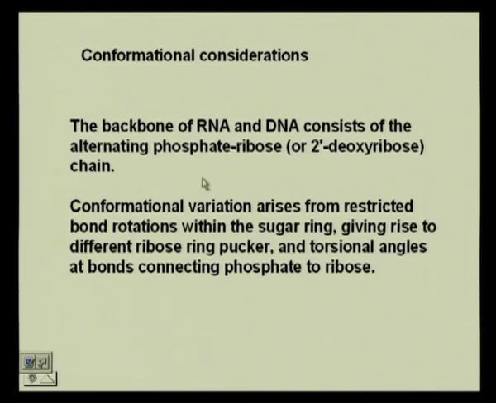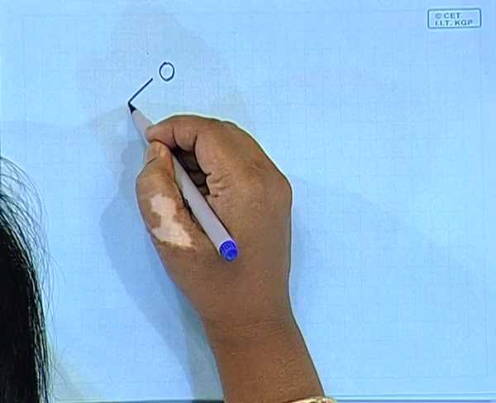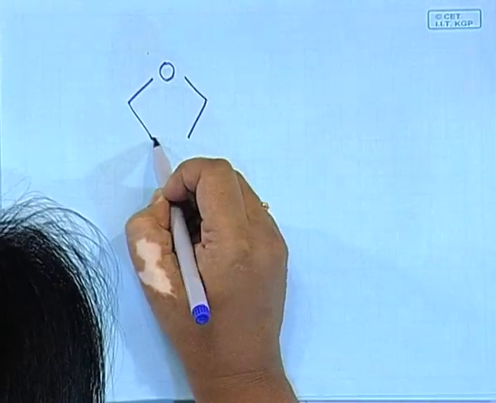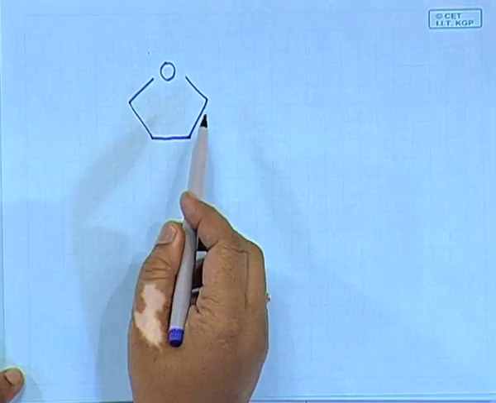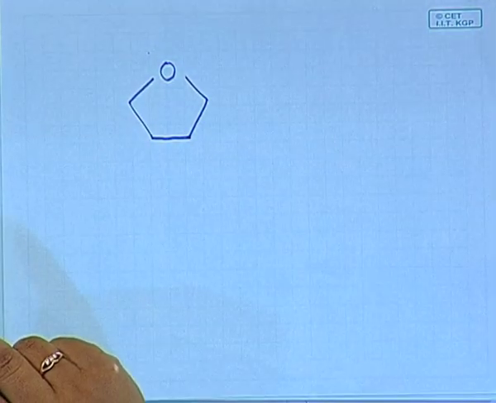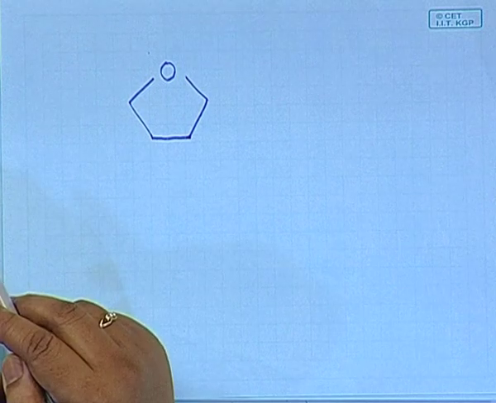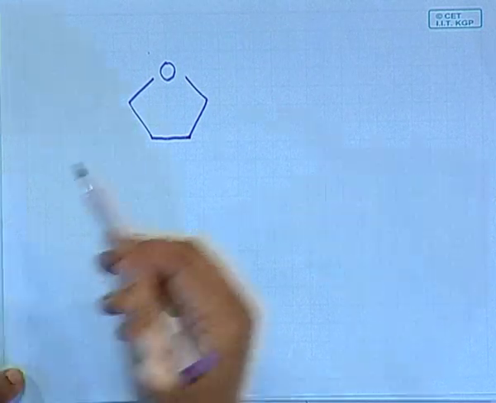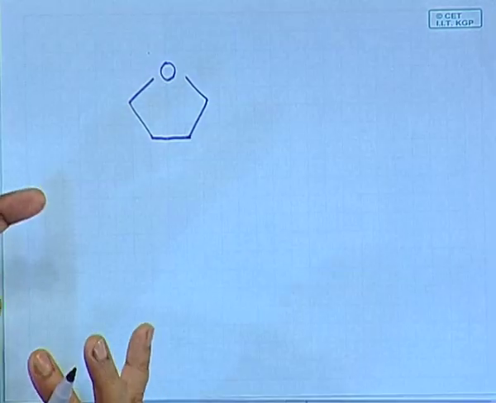Now, when we have conformational variation, this arises from restricted bond rotations. Where are we going to get restricted bond rotations? We have a sugar ring, a single ring. We have something like this. This is our sugar ring. Now, you have to remember all of these are single bonds. So, what is possible? Puckering is possible. We do not call this rotation because it is restricted in its rotation.